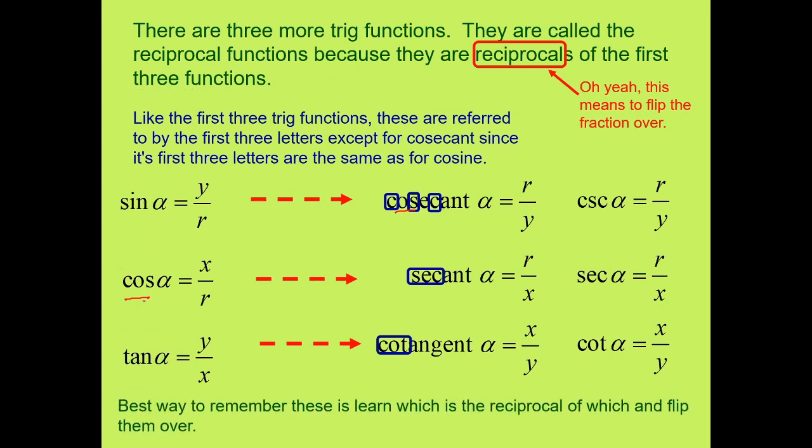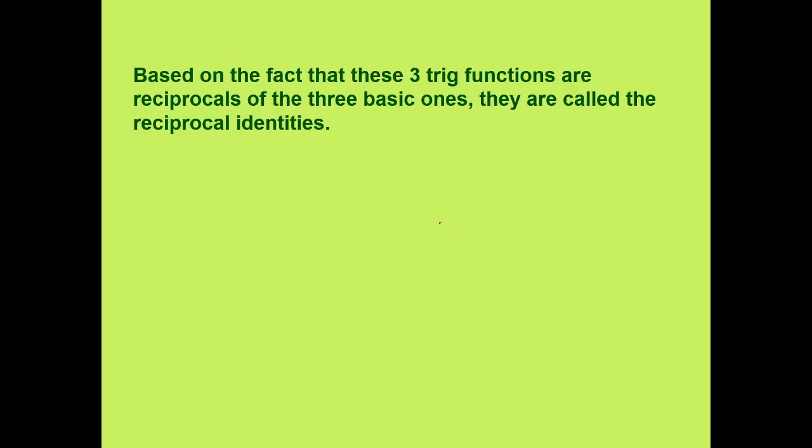The best way to remember this is to learn which is the reciprocal of which and flip them over. So for me, to remember the reciprocal of sine, what I do is sine is cosecant. I memorize that cos is secant, so I link them, cos secant. Then the opposite of cos is sine, so it becomes cosecant. Does it make sense? Or, what is your way? There are a lot of ways to remember the reciprocals of the three basic functions.